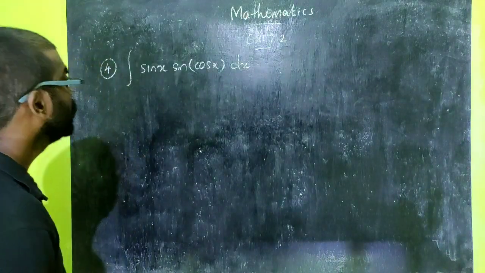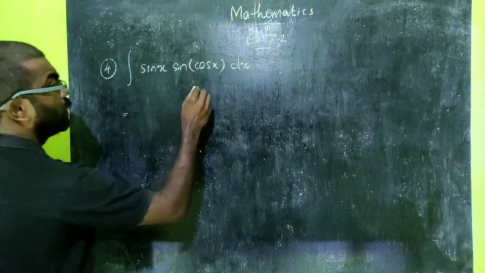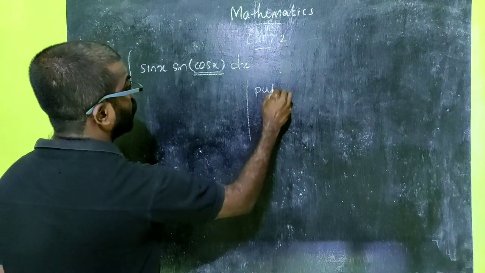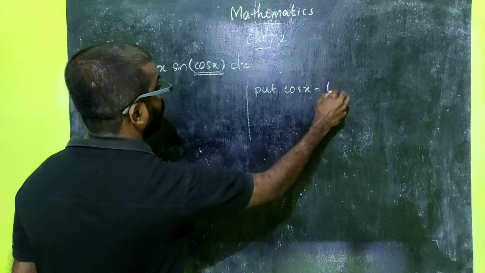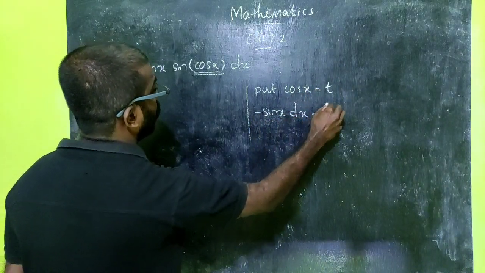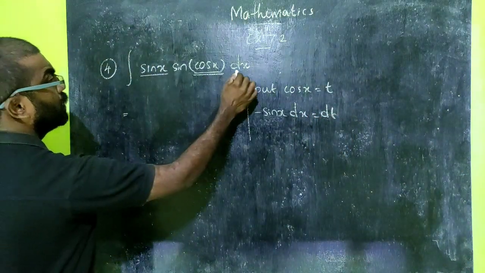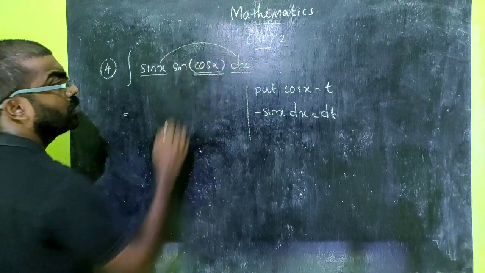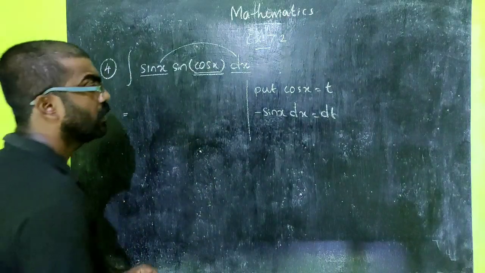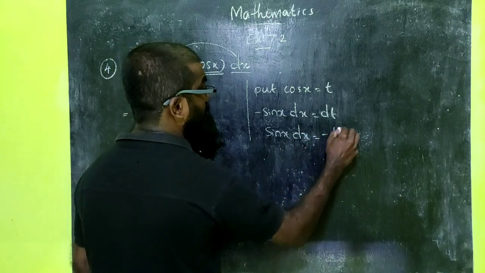Here the next question is integral sin x into sin of cos x dx. Here we can put cos x as t. Okay. So put cos x is equal to t and the derivative is minus sin x. Minus sin x into dx is equal to dt. Here in the question we have sin x dx, but here minus sin x dx. So we can take that minus to the right side. So sin x dx is equal to minus dt.